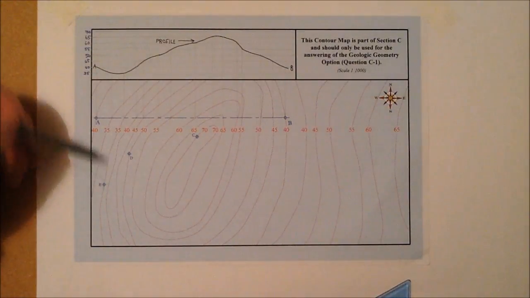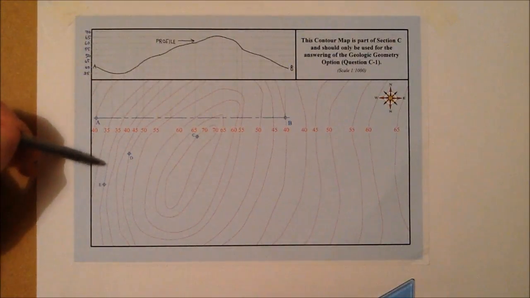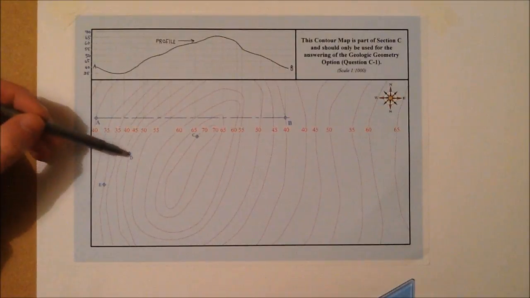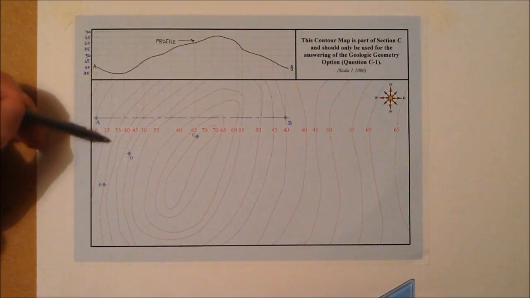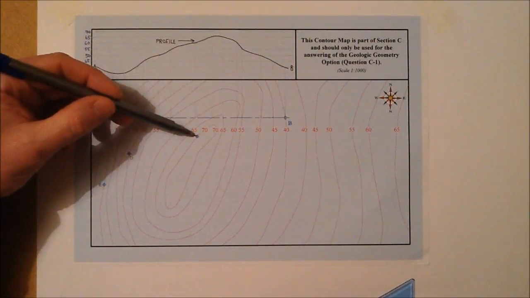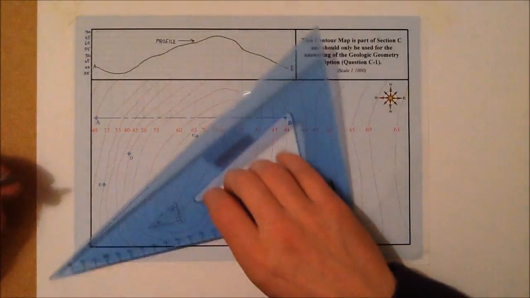So how do we know the heights in the elevation? We follow them along here on the contour of each point. D is on 50, E is on the contour line of 35, and C is on point 70.